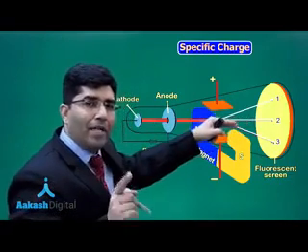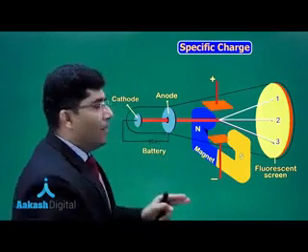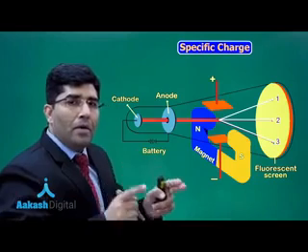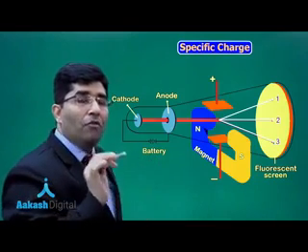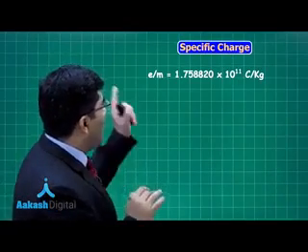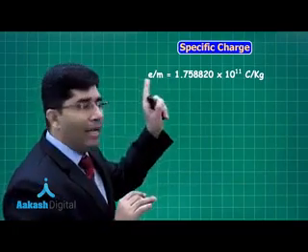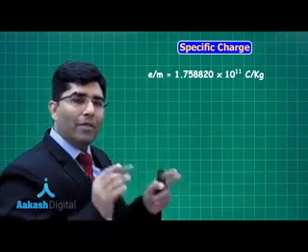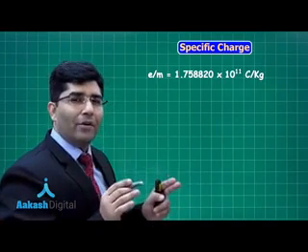And if they are equal, we can find the charge by mass ratio. The same thing J.J. Thomson did, and he found the value of e/m, which was 1.758820 × 10^11 coulombs per kg. That's how J.J. Thomson found the specific charge on the electron.